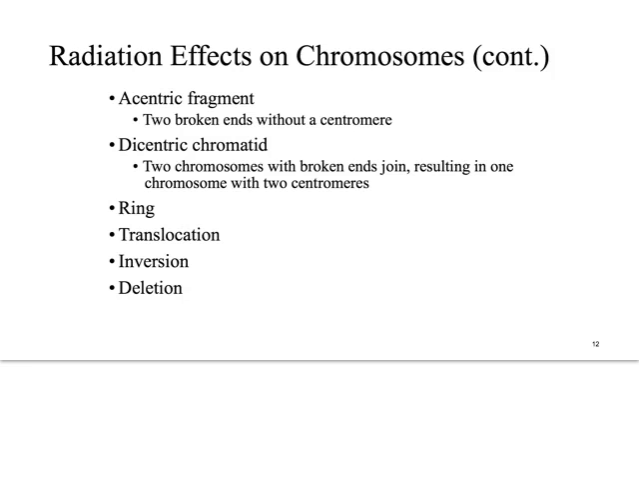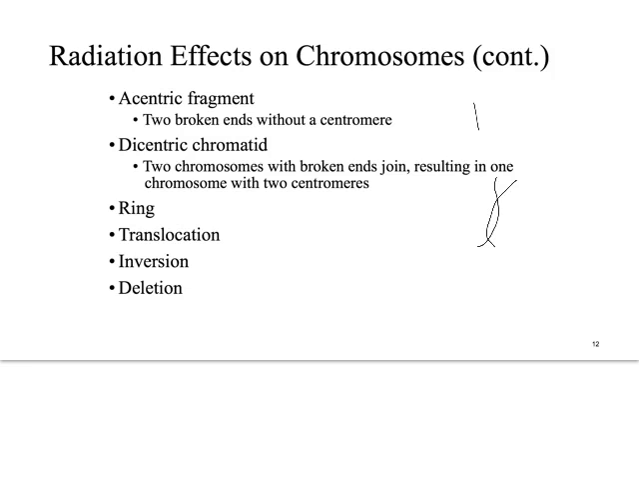So when we're talking about radiation effects on chromosomes, and this is page like 138, 139 in our textbook, we could have an acentric fragment, so a fragment that just has two broken ends without a centromere, right? So we could have just a fragment hanging out here doing nothing much. We could have a dicentric chromatid, and this is really weird looking, it looks something like that, right? All these things can be reproduced, depending on the way it affects.